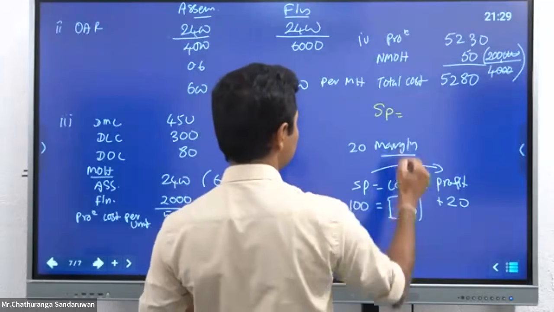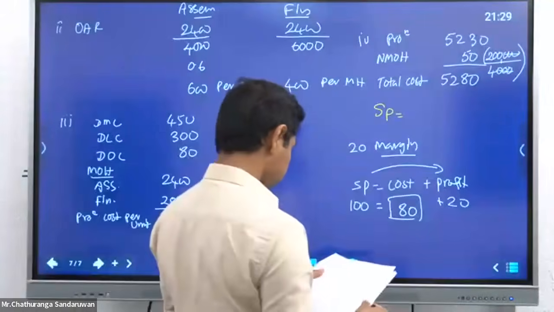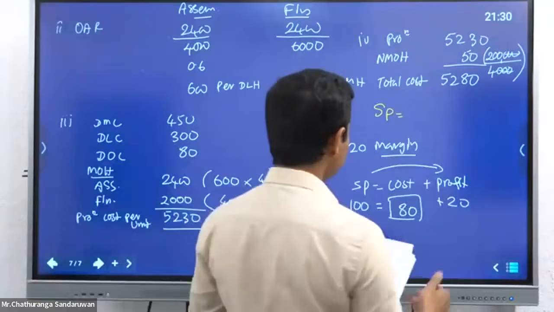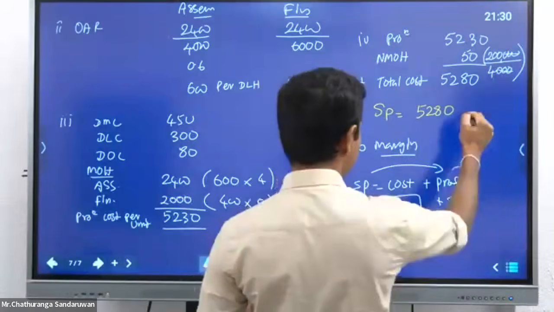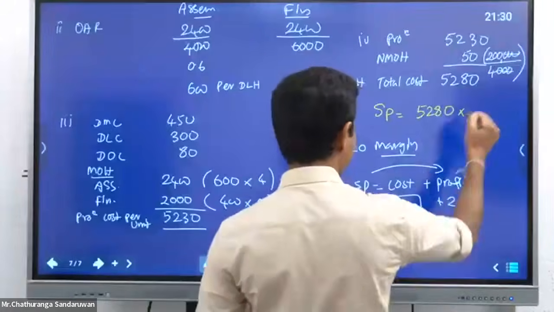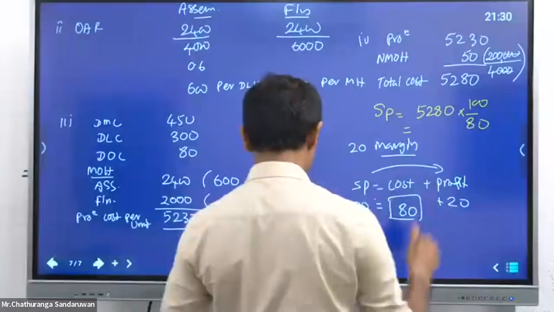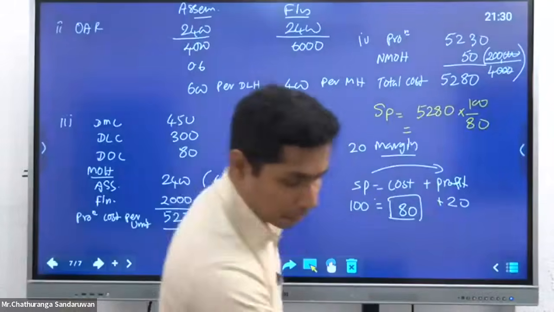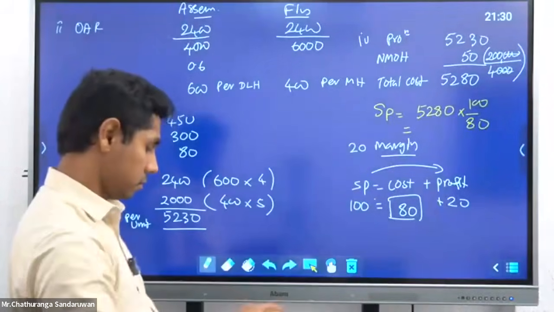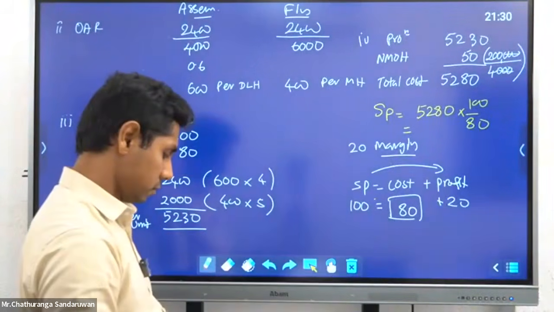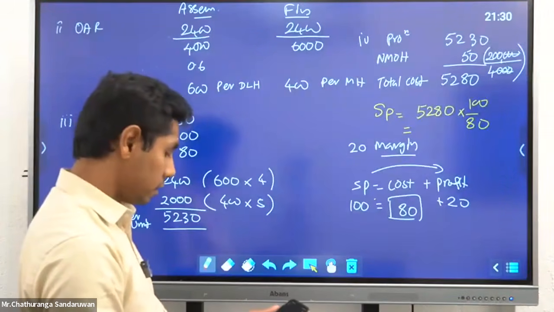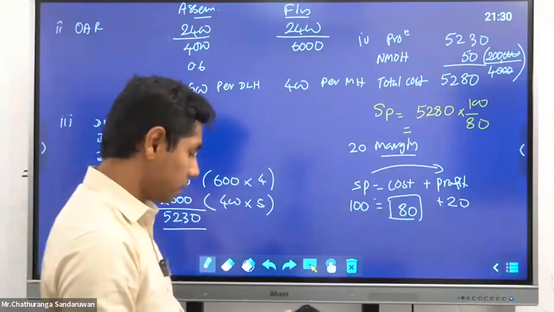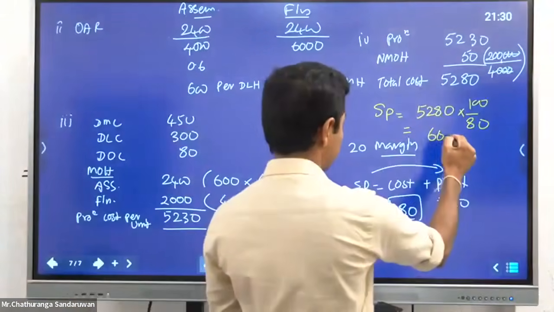Selling price: 5280 is equal to this full cost of 80. If so, how much is the selling price? 100. Therefore, selling price per unit is 5280 divided by 80 multiplied by 100, and we get 6600. That is the answer.